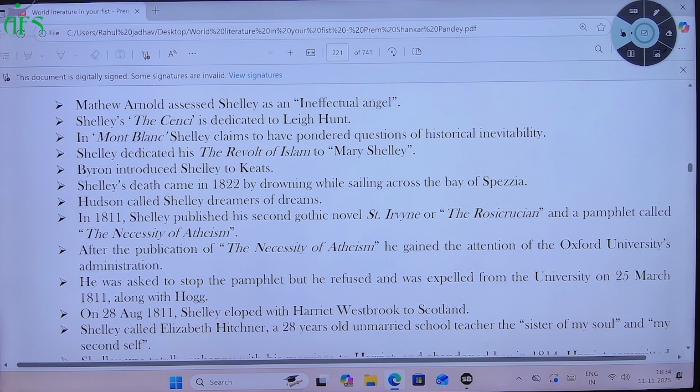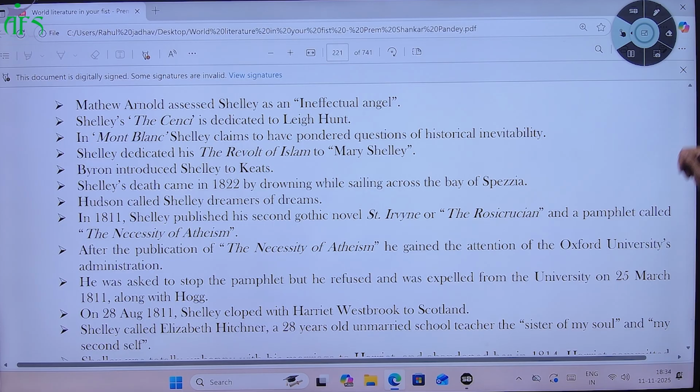Shelley's death came in 1822 by drowning while sailing across the Bay of Spezia. Hudson called Shelley a dreamer of dreams. In 1811, Shelley published his second Gothic novel, St. Irvyne, or The Rosicrucian, and a pamphlet called The Necessity of Atheism.